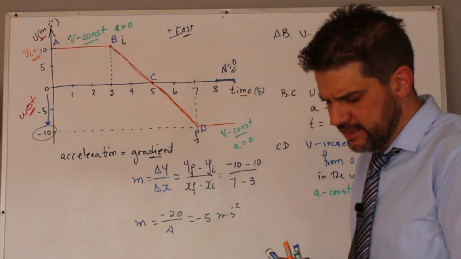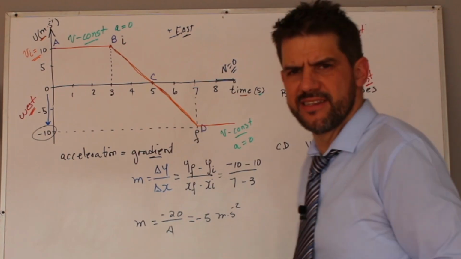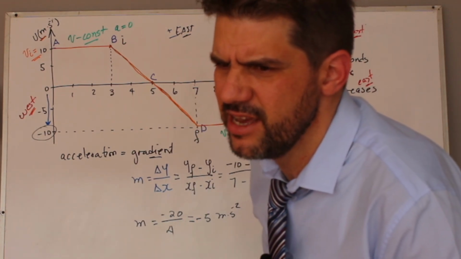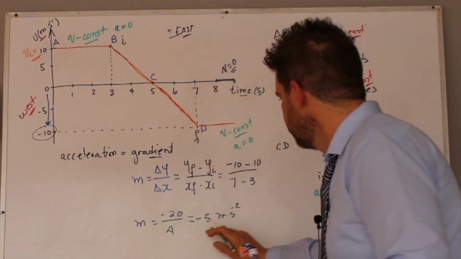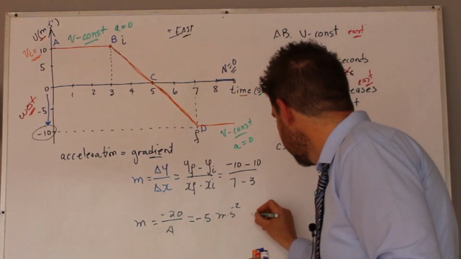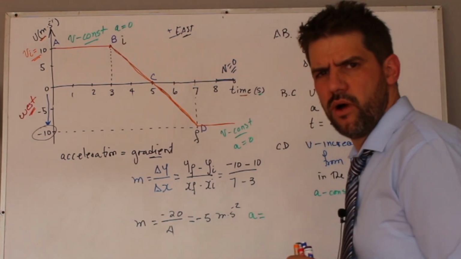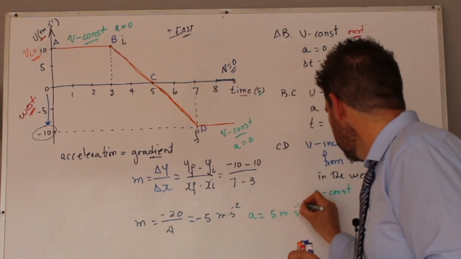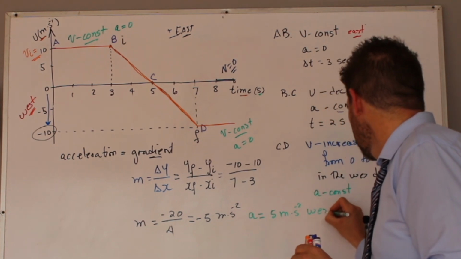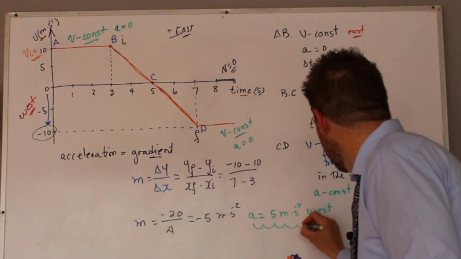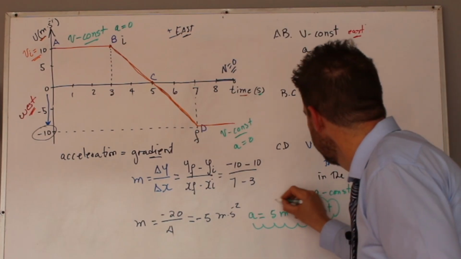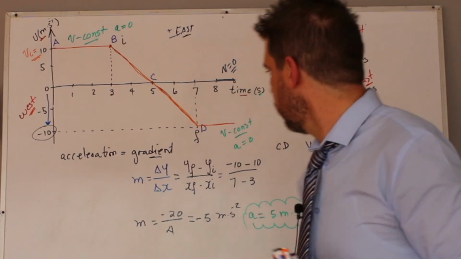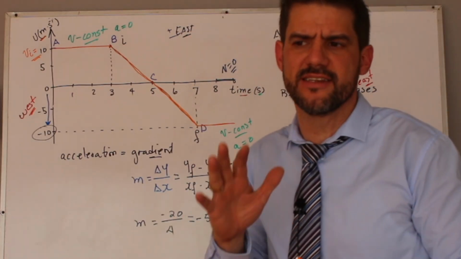What does the negative mean? Negative means direction. Can you see there? Yes, you can see. So this means direction. So the final answer, acceleration is equal to 5 meters per second square west. There we go. Very easy, guys. So this one is in terms of acceleration and description of motion.